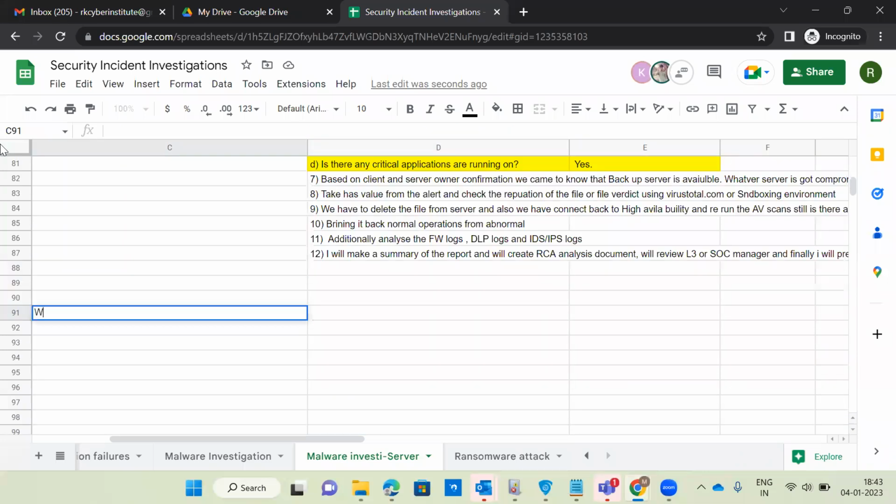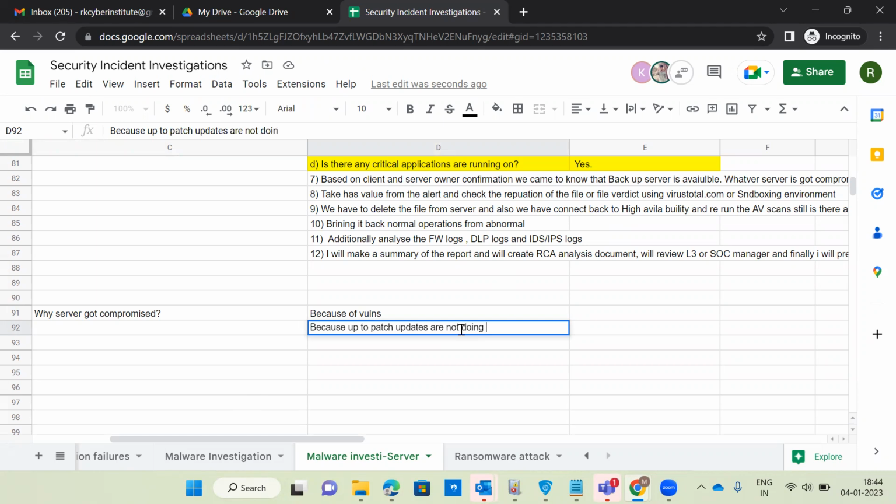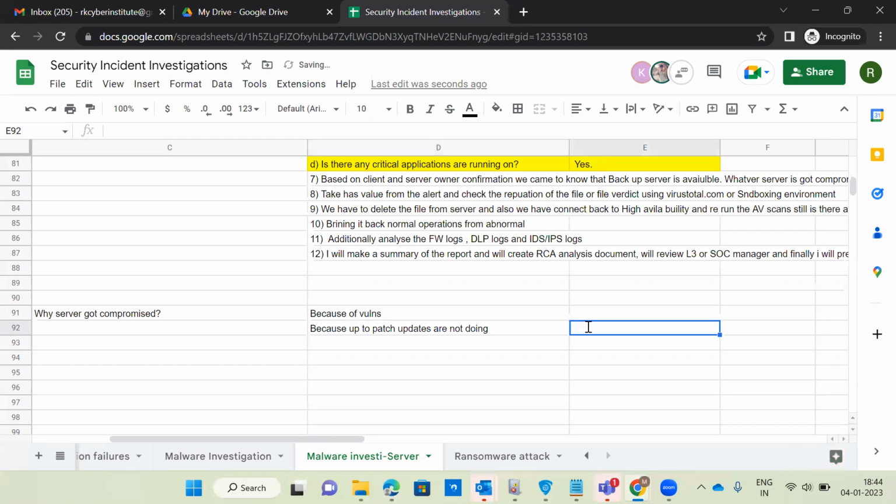Because there may be vulnerabilities, like licensing or versions. Yes, correct. Because of vulnerabilities in the versions, maybe because they are not doing up-to-date patch updates. You can say one more thing on this: it's an outdated or legacy server. Because of compatibility issues, these people are not upgrading the server.